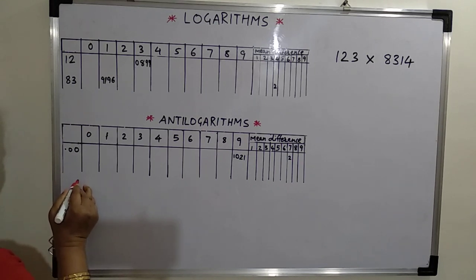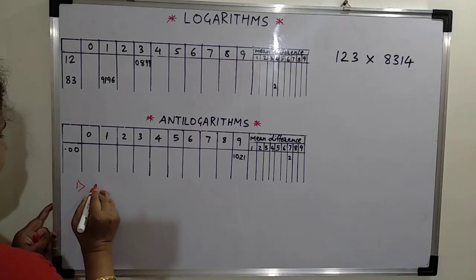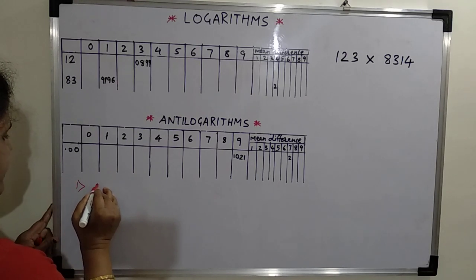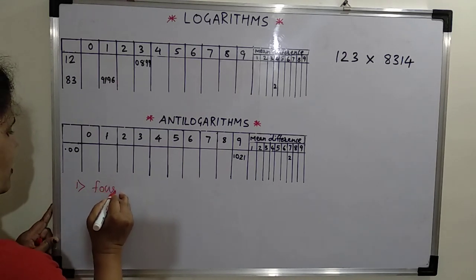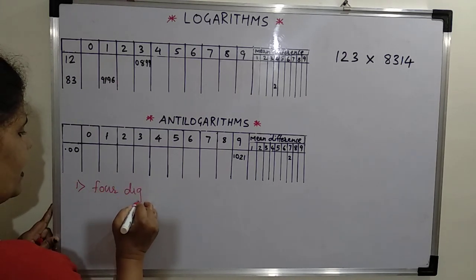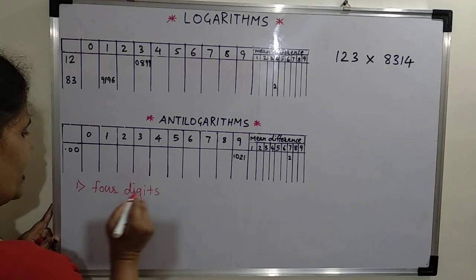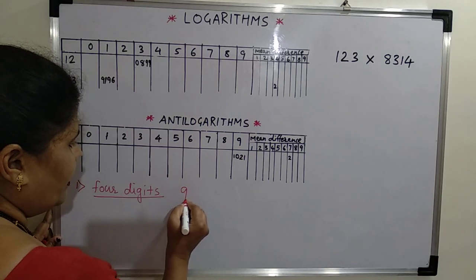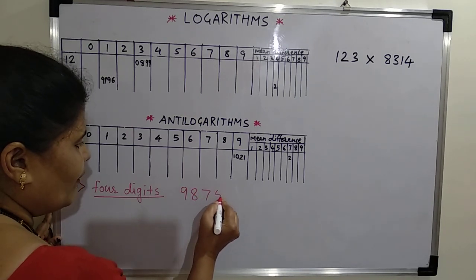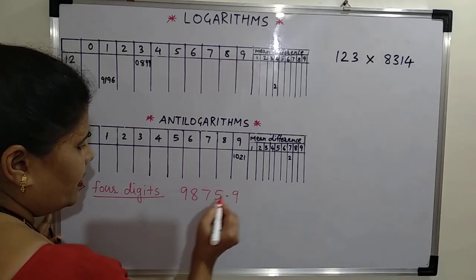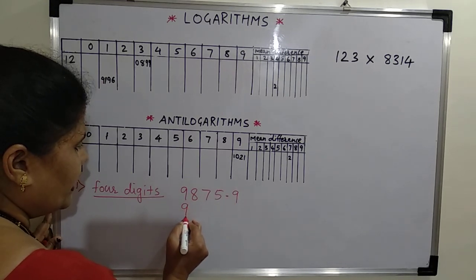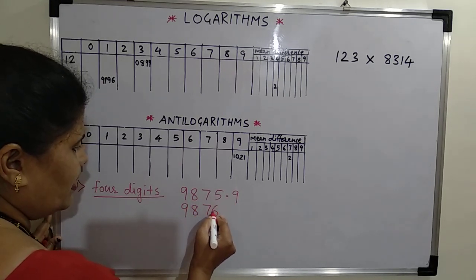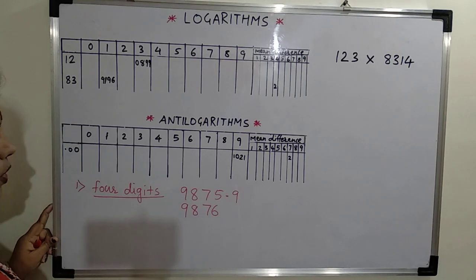The first limitation is that you can only make calculations related to 4 digits. Log calculations are not applicable for more than 4 digits. So if the number is like 9875.9, then you have to round this off to 9876, and then you can find the log of this.